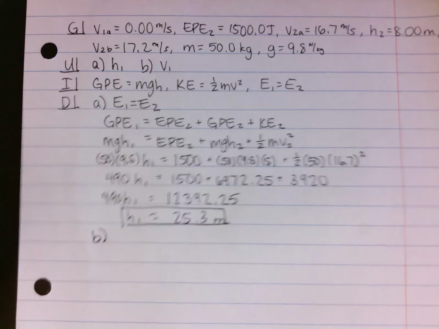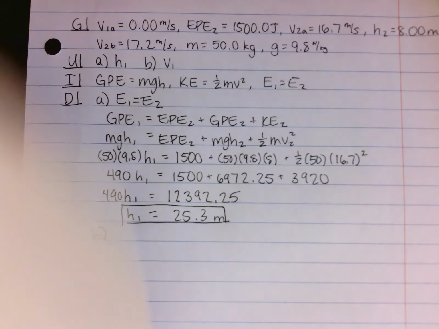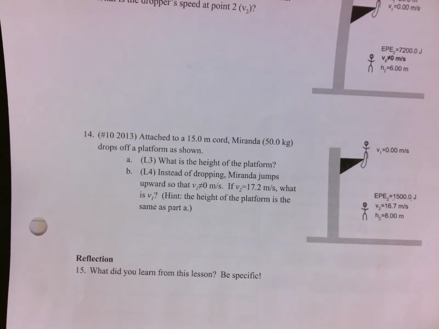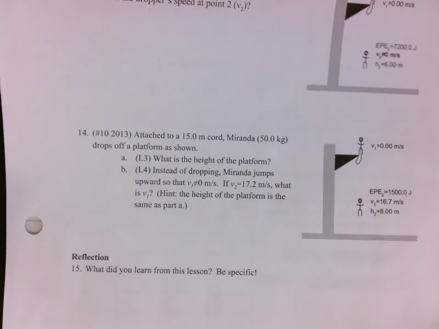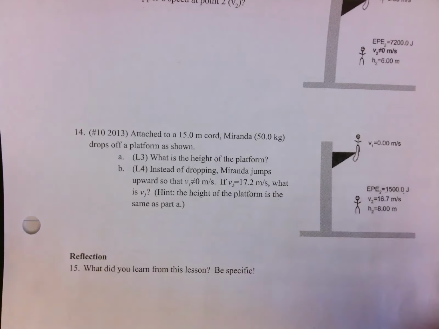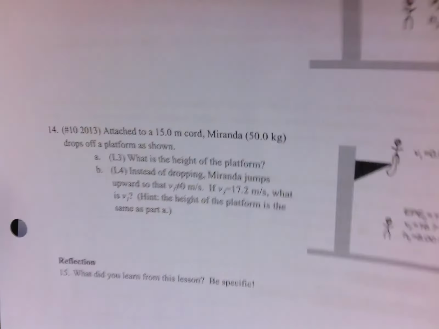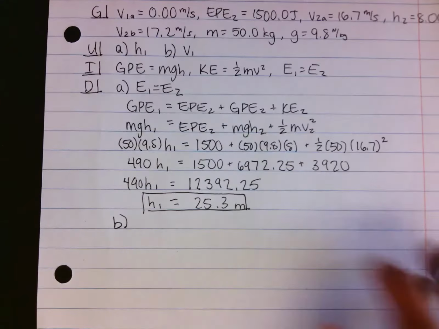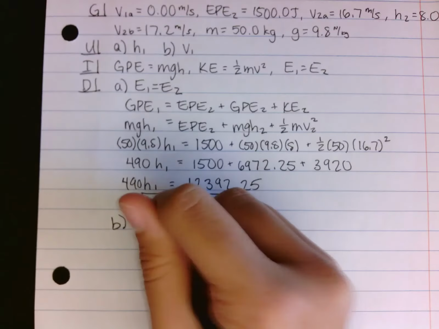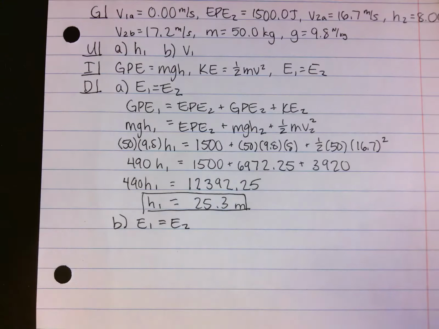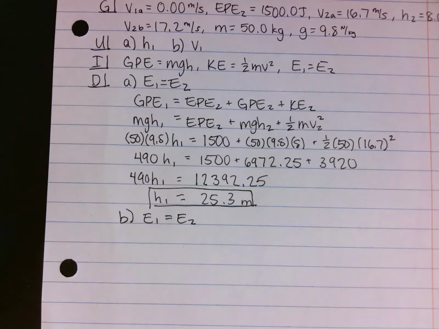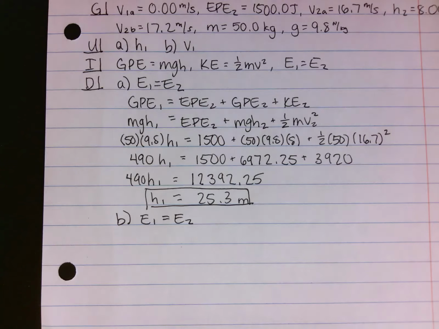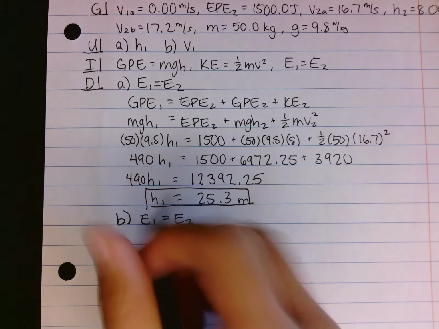So, moving on to part B, it reads, instead of dropping, Miranda jumps upward so that velocity 1 is not equal to 0 meters per second. If velocity 2 is 17.2 meters per second, what is velocity 1? So, now we know what H1 is, so we can plug in that E1 equals E2, because energy at both of those points are still equal, since energy in this system is conserved.